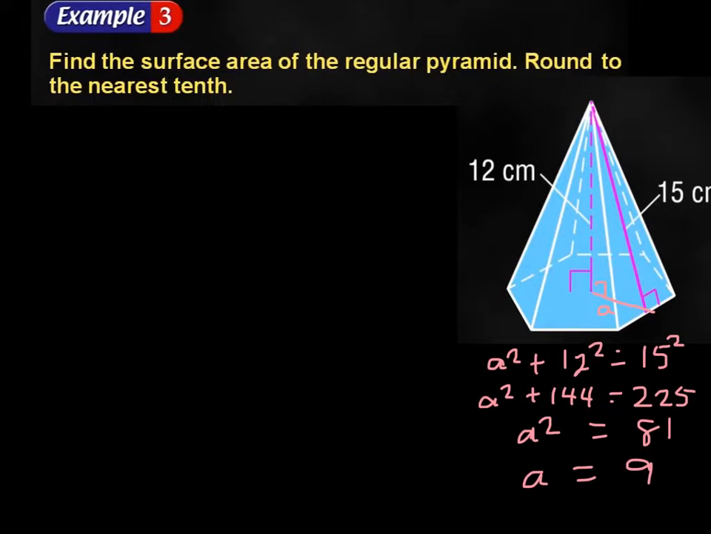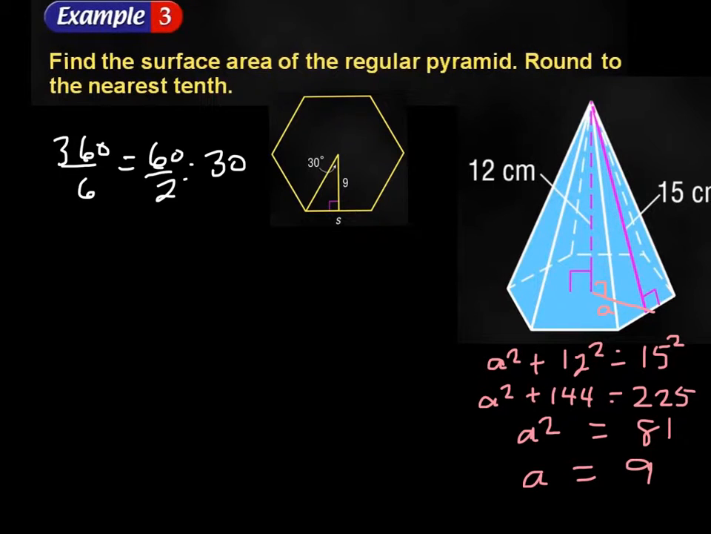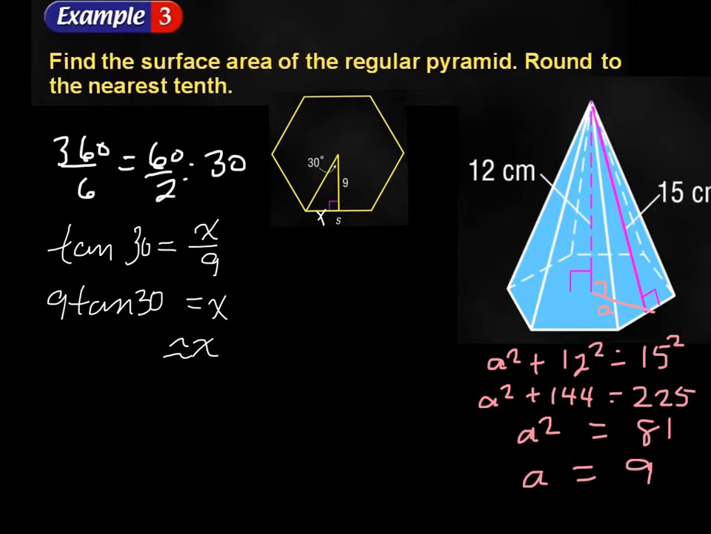Oh, but wait. We have to find the area of the regular hexagon. We know that a hexagon has 6 sides. 360 divided by 6 is 60, divided by 2 is 30. And now I know the side adjacent, and I want to find opposite, so I'm going to use tangent. If I multiply both sides by 9, I get 9 tangent of 30, and I type it in my calculator, I get about 5.196. I'm going to leave the whole value in my calculator, though.